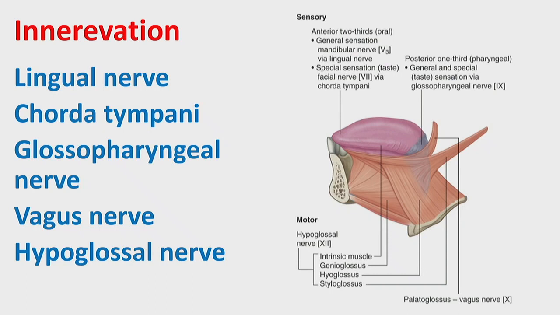And this general sensation for the anterior two-thirds of the tongue, which is in front of the sulcus terminalis, the one responsible for that is the lingual nerve, which is a branch of the mandibular nerve. This general sensation for the posterior one-third of the tongue, or the pharyngeal part, or the root of the tongue, is via the glossopharyngeal nerve mainly, or a small central portion by the vagus nerve, yes? So this is the general sensation.